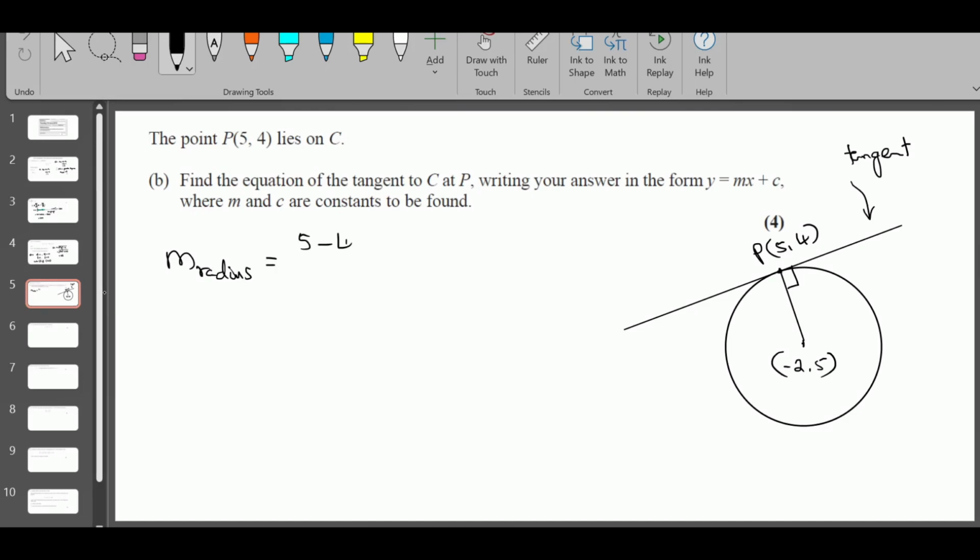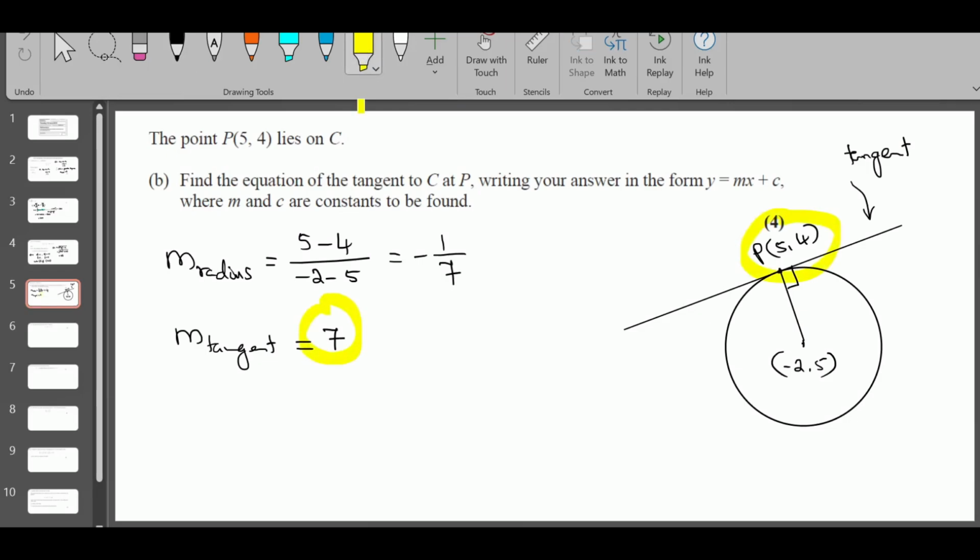y2 minus y1 over x2 minus x1 is minus 1 over 7. Therefore, the slope of the tangent will be, because the tangent is perpendicular to the radius, you need to take the negative reciprocal of this. So it's just positive 7. Now you have a point and you have a slope. You can write the equation in this form.